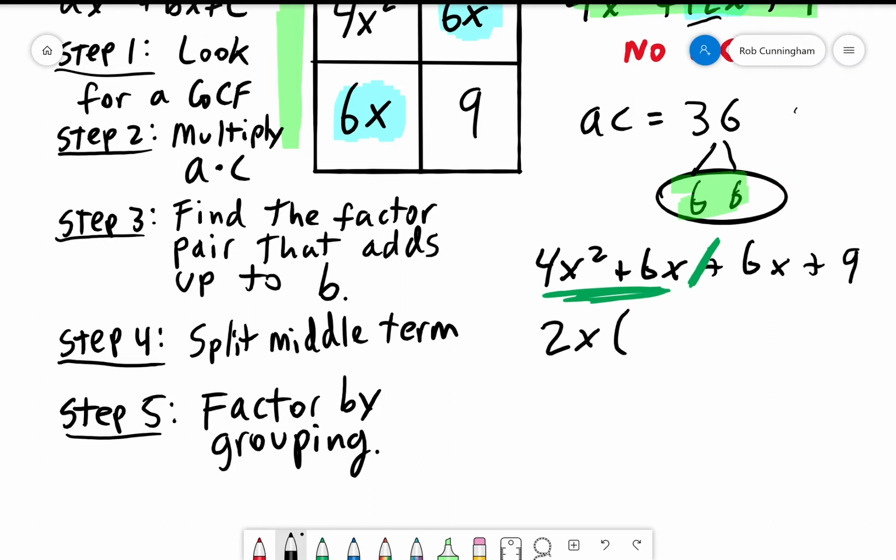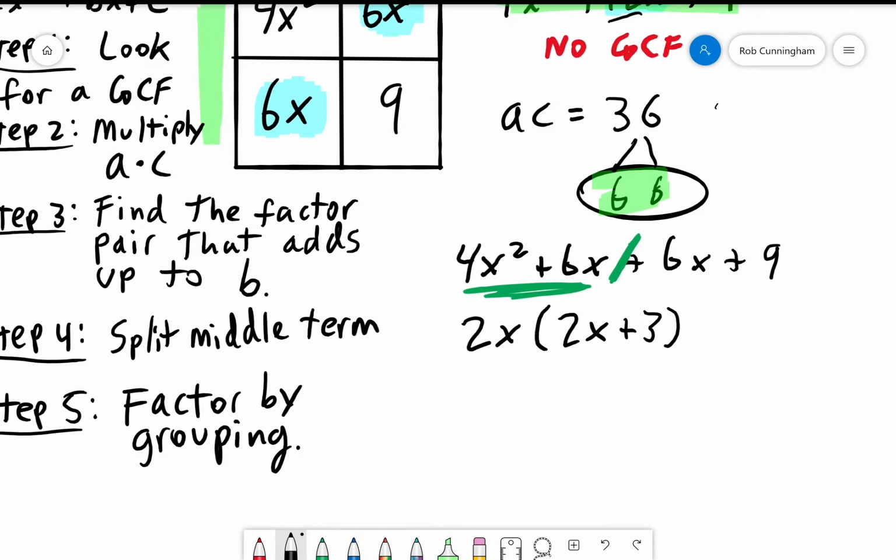Well, I see that they're both even, so they're both divisible by 2, and they've both got an x. So after we factor that 2x out, we're left with, let's see, 4x squared divided by 2x is 2x. 6x divided by 2x is 3. Don't forget that plus, because we are still adding everything together.